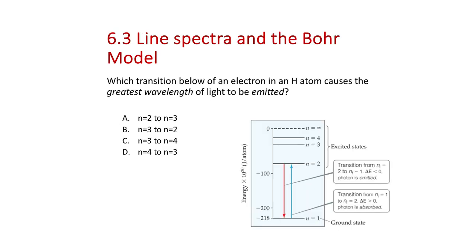Okay, so what else can we do here? Well, we can talk relatively. Which wavelength below for the H atom causes the greatest wavelength of light to be emitted? This question is basically saying, for these choices, which of them has the H atom undergoing the greatest possible emission of light? So think about this question for a minute. Feel free to compare answers with your neighbor.